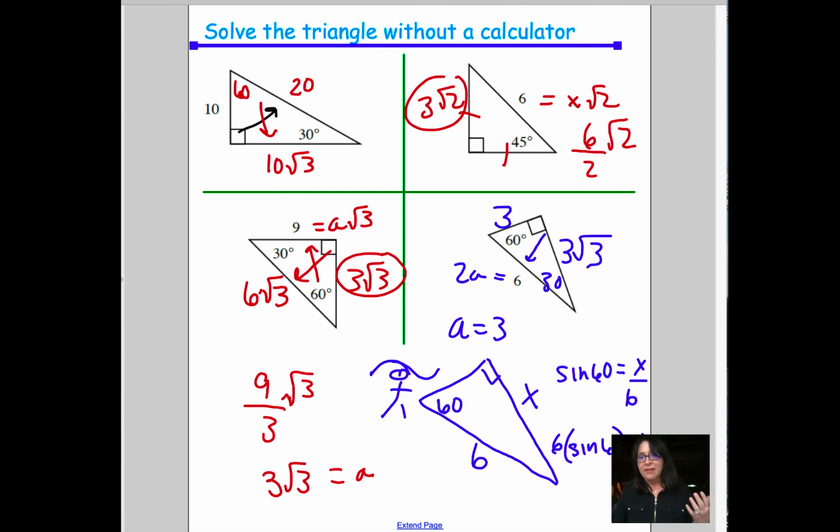Just keep note that if it says without a calculator, they're expecting you to get what we call an exact value. Again, not a decimal.